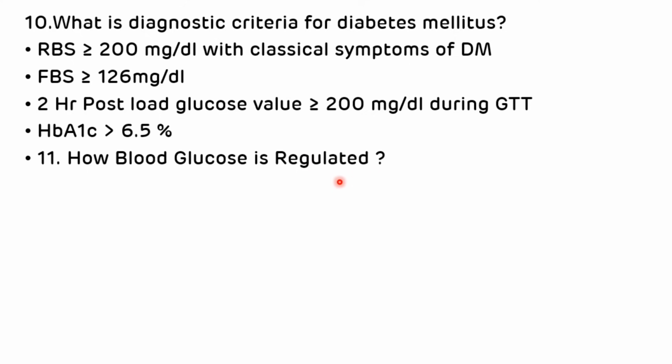Now, how is blood glucose regulated? Blood glucose is regulated by various hormones like insulin and glucagon. Insulin is called a hypoglycemic hormone, and glucagon is called a hyperglycemic hormone. So, blood glucose is regulated with the help of these two hormones.